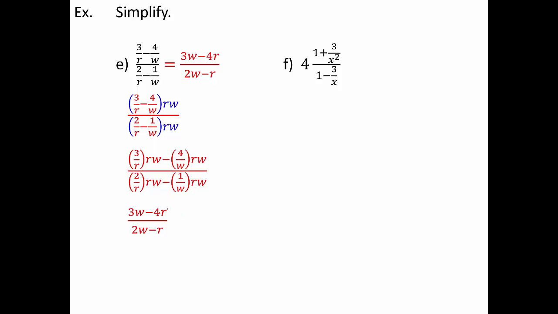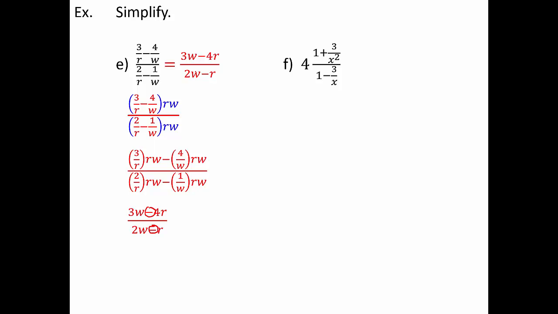Remember, you cannot cancel the r's from here. You cannot cancel the w's from here because of the subtraction. You cancel factors, not terms. W is not a factor of the top because it does not say w times everything else on the top. Sure, it says w times 3, but it's got to be a factor of the entire top, not a factor of just one term. I cannot cancel the w's. I cannot cancel the r's. Final answer.